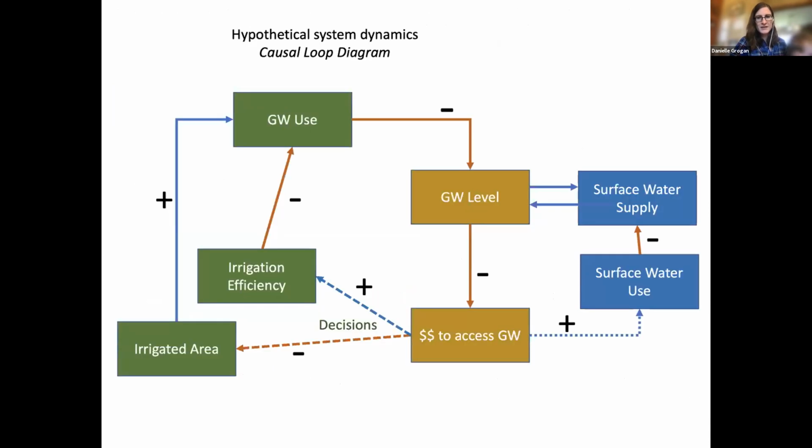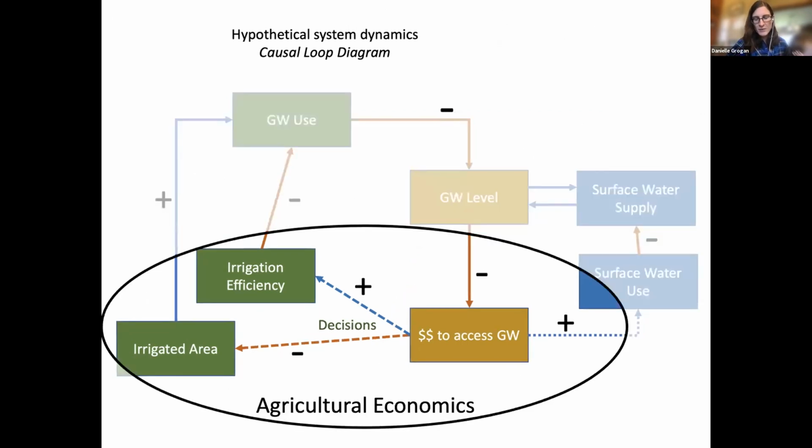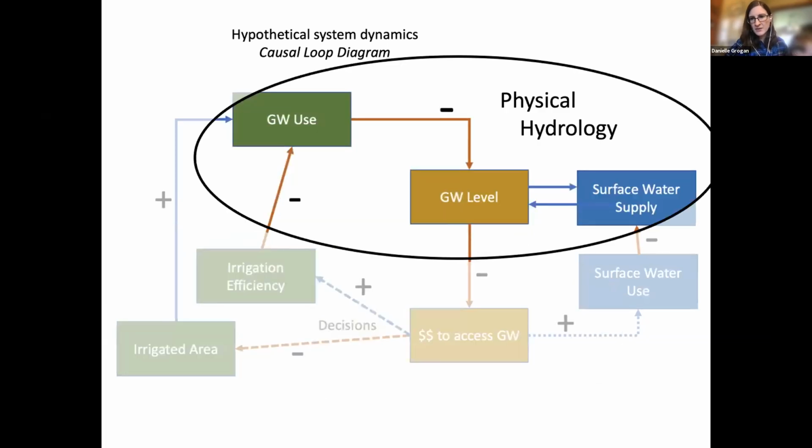And so our system that we think we need to model looks like this. The actual system isn't that important to this talk, but part of it is an economic system and part of it is a physical hydrology system. Economic models and physical hydrology models are really different. They come from different paradigms, and they run differently.